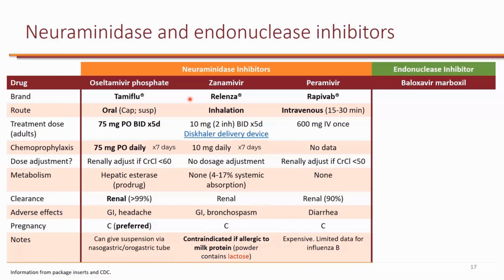The last drug in this class is peramivir, which is actually an intravenous formulation, which you can just give once. Now, the most common adverse effect with all of these is basically gastrointestinal, such as diarrhea, nausea, and vomiting. Oseltamivir can also cause headache, and of course, zanamivir is inhalation, so it can cause bronchospasm.